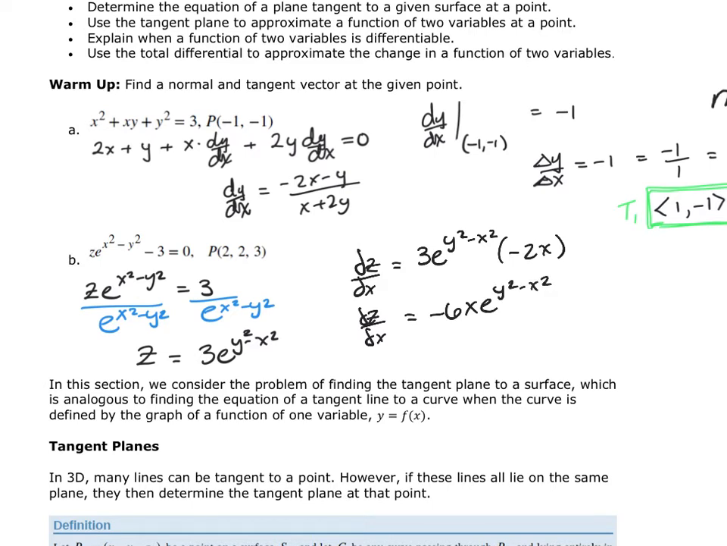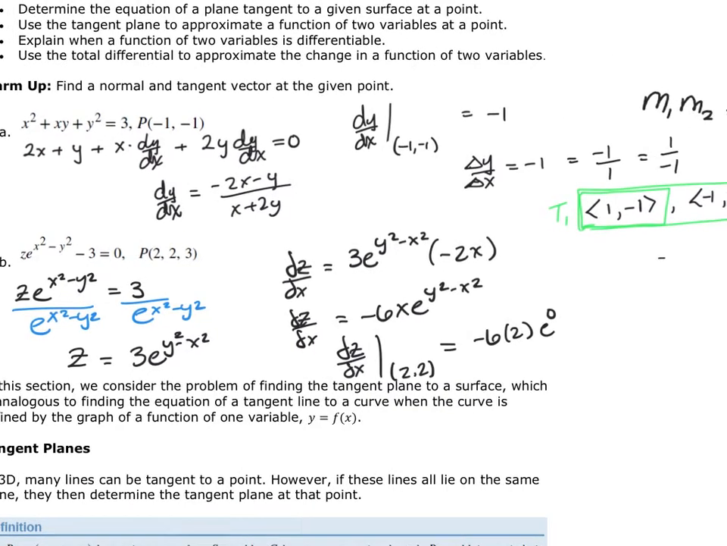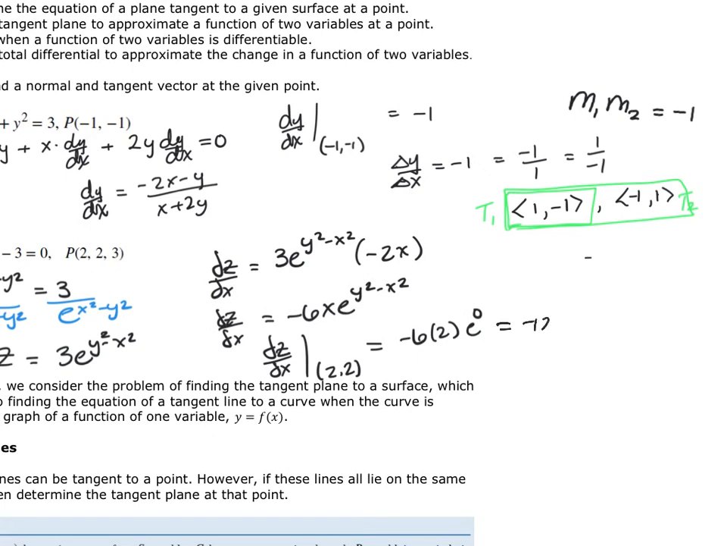I'm going to evaluate this now. So my partial derivative, and I keep wanting to use d, my partial derivative, I'm going to evaluate it at just the x and y part, so at 2, 2. And when I do that, I'm going to get negative 6 multiplied by 2, e to the 0. So this gives me negative 12.